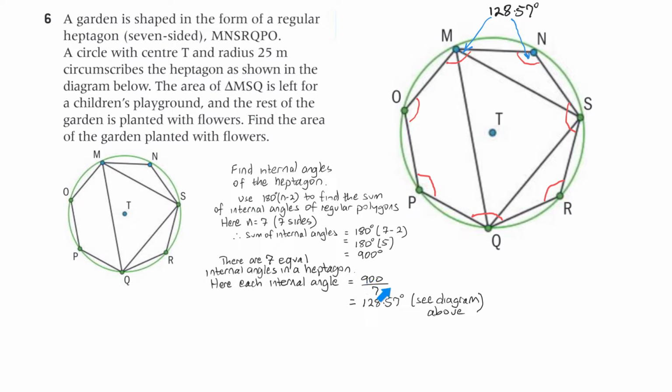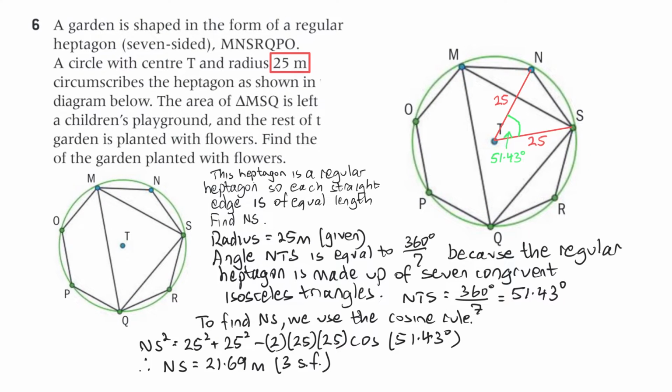I'm not going to keep it exact; I'm just going to move through this rounding as I go. 128.57 degrees, and see diagram above. So each one of these is 128.57. Okay, the next step, and have a look at all my writing there. I've been given feedback by my family that my writing's really not that neat, so I'll have to work on doing better writing. This heptagon is a regular heptagon, so each straight edge is of equal length.